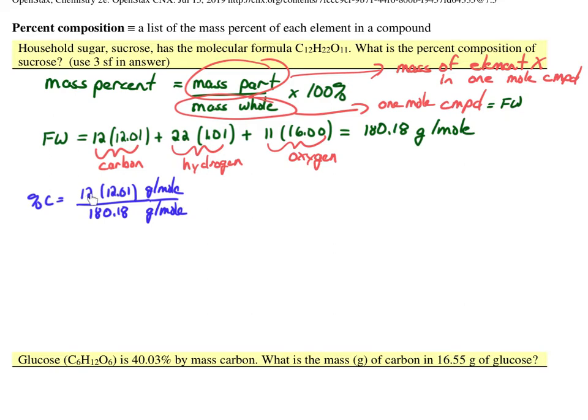So what we are saying here is we have 12 times 12.01 grams per mole of carbon out of the entire mole. So if we multiply this by our 100%, we get our mass percent carbon, which comes out to be 42.09849%. And we're told to use 3 sig figs in our answer, so we can round this to 42.1%. So we can figure out the mass percent of our remaining elements the same way.